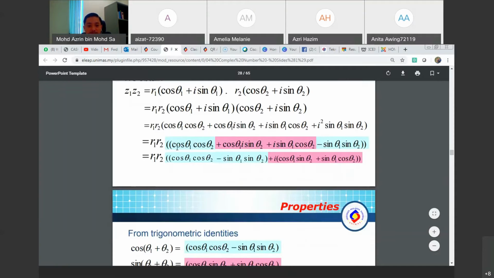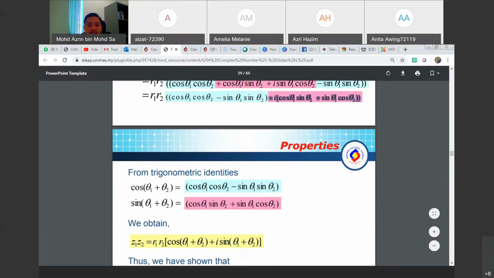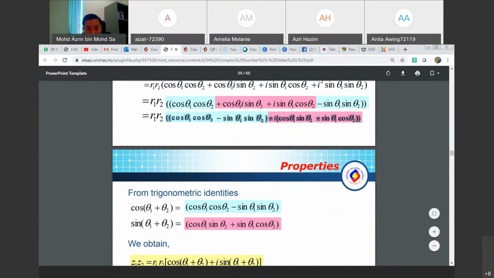Okay, bila kita susun balik yang warna biru ni dengan yang warna biru ni, so kita akan dapat cos theta 1 cos theta 2 minus sin theta 1 sin theta 2 dengan yang warna pink ni. So it is actually an identity of trigonometry. The identity of trigonometry adalah cos theta 1 plus theta 2, yang warna biru ni. Yang ni tadi, yang biru ni. And sin theta 1 plus theta 2 adalah yang warna pink ni. So that's why you simplify this equation yang you dapat into this trigonometric identity.